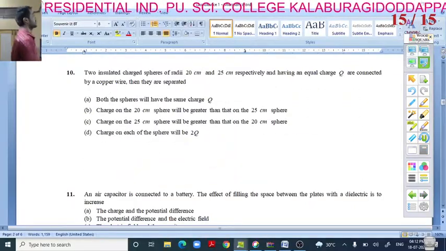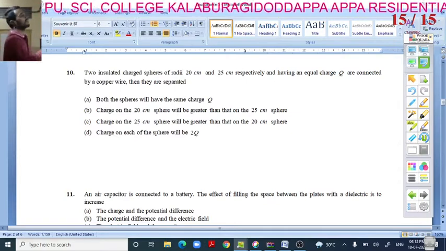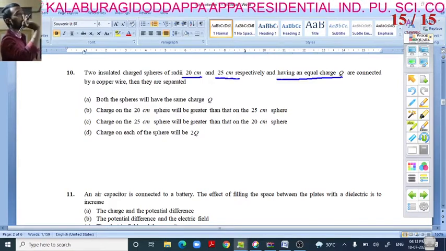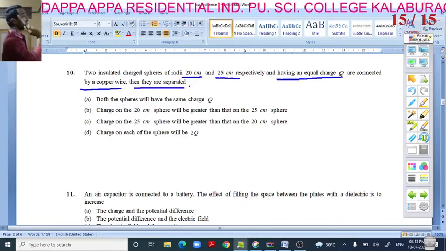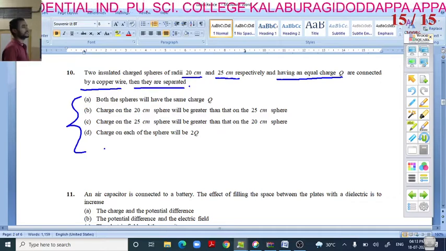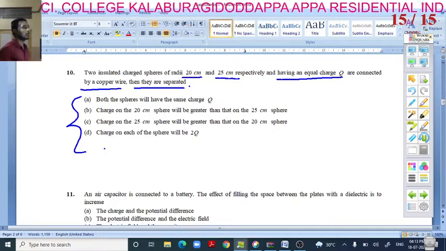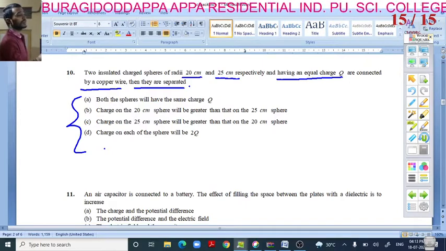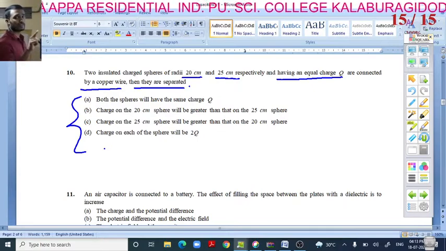Okay. Next, two insulated charged spheres of radii 20 cm and 25 cm respectively, having an equal charge Q, are connected by a copper wire. Then they are separated. Options: both the spheres will have the same charge; the charge on the 20 cm sphere will be greater than that on the 25 cm sphere. So simple, already we have discussed this in the synopsis.